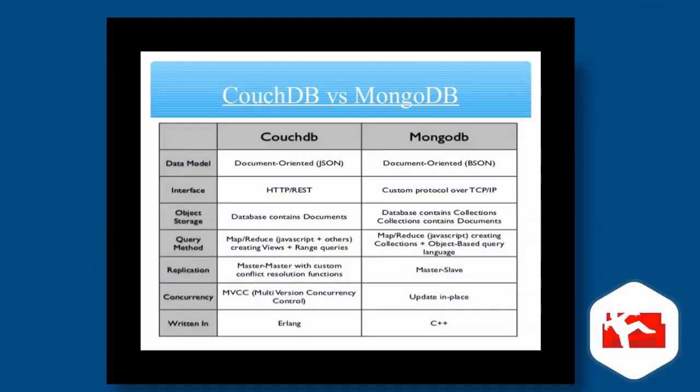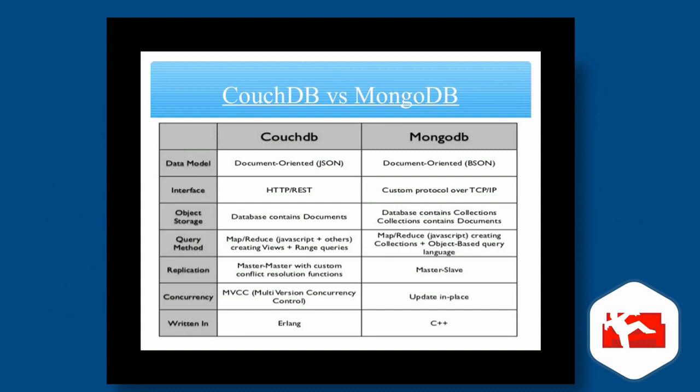Here is a brief difference between CouchDB and MongoDB to let you distinguish between other NoSQL databases and CouchDB. The data model of CouchDB is implemented with JSON, whereas in MongoDB it is implemented with binary JSON, or BSON for short. CouchDB has an interface called HTTP and REST. It follows an HTTP API over REST. And similarly, MongoDB has a custom protocol over TCP/IP. The object storage is based on a database which contains documents.